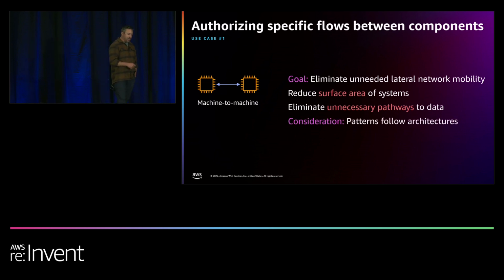And then the consideration, and I will say this consideration is maybe changing a little bit, but at least looking backwards, the patterns have followed the architectures. And what I mean by that is the way you might do that on EC2 is a little bit different than the way you might do it on containers, which is maybe a little bit different than the way you might have done it with serverless, right?